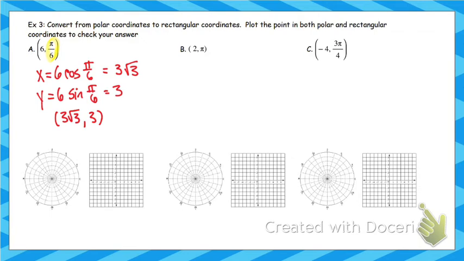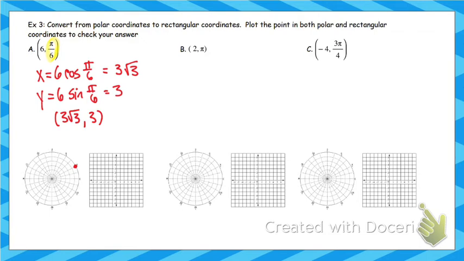If I were to plot the point 6, pi over 6, I would go to the angle pi over 6 and move 6 rings out. 1, 2, 3, 4, 5, 6. So that point right there would be 6, pi over 6. Now let's plot the point 3 root 3, 3.